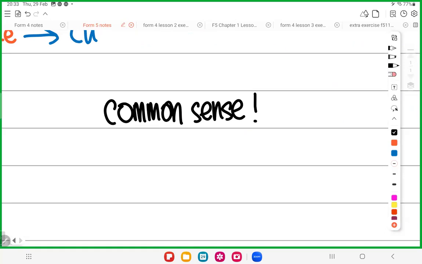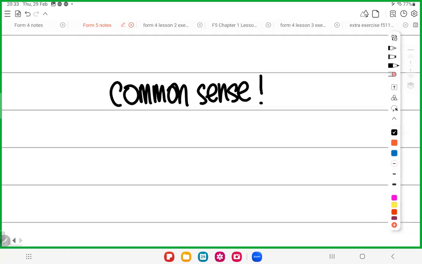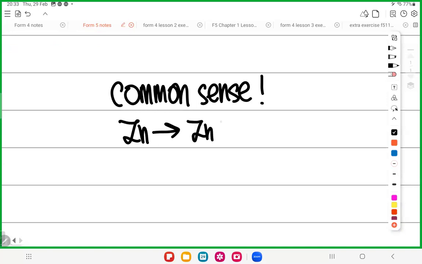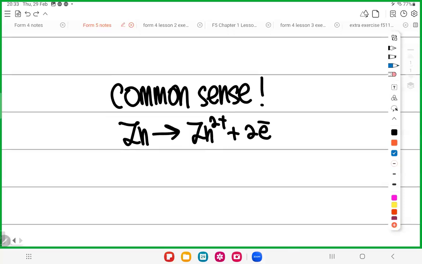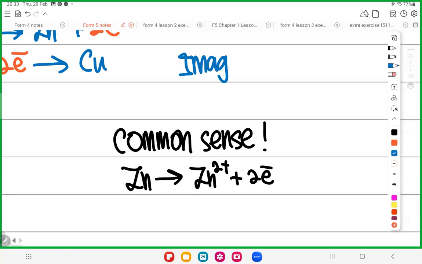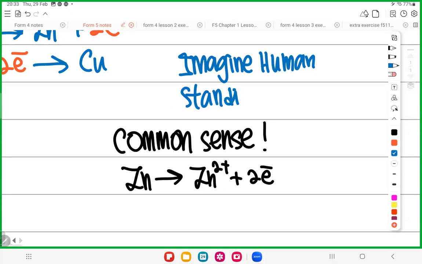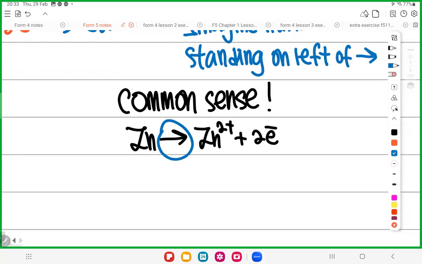So what is common sense method? Imagine this, guys. Imagine, this is zinc become zinc 2 plus 2e. Okay, now the electron is on the right. How to know electron on the right, you donate or you receive? No need to memorize. I teach you to use a common sense. So I want you to imagine there is a human standing on the left-hand side of the arrow. So who is on the left-hand side of arrow? Zinc. So imagine zinc is a human.